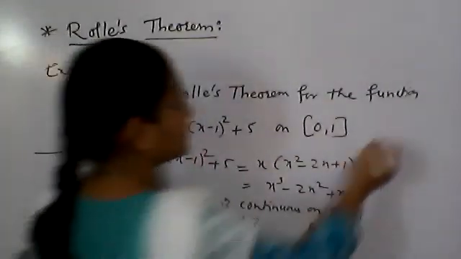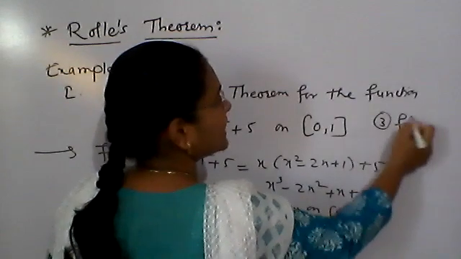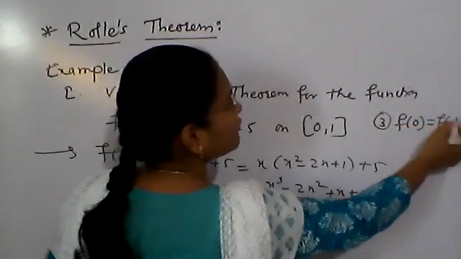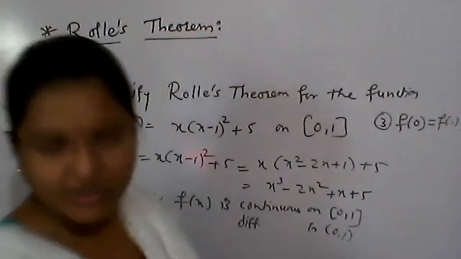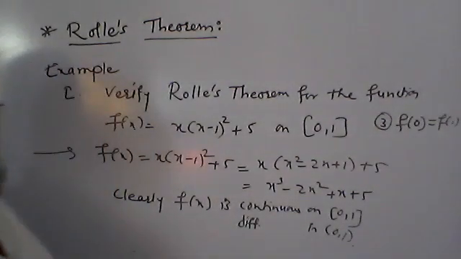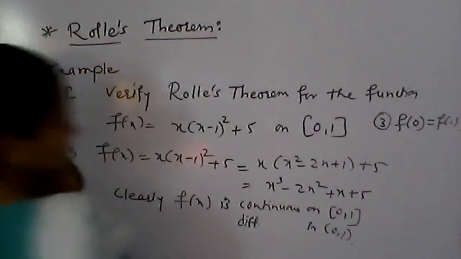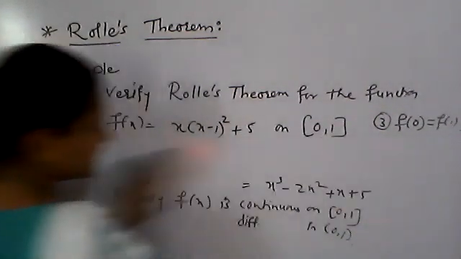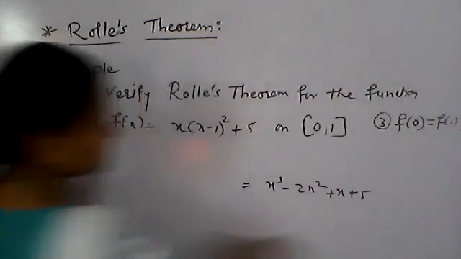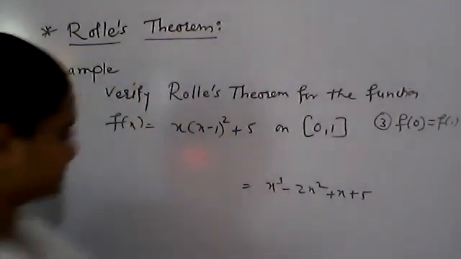Now we'll check whether f of 0 equals f of 1 or not. है ना? Third condition we have to check: f of 0 equals f of 1 or not. We have to check this. Now what is f of 0? If we put the value, what will we get? This is your function f of x.